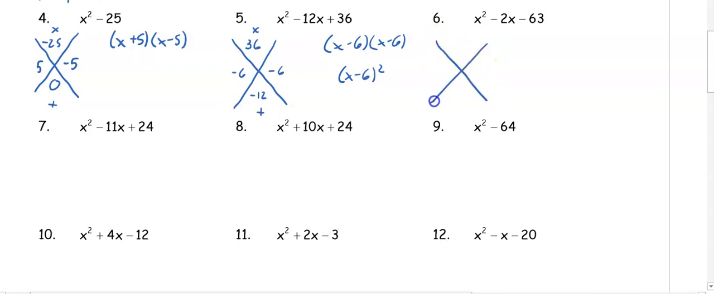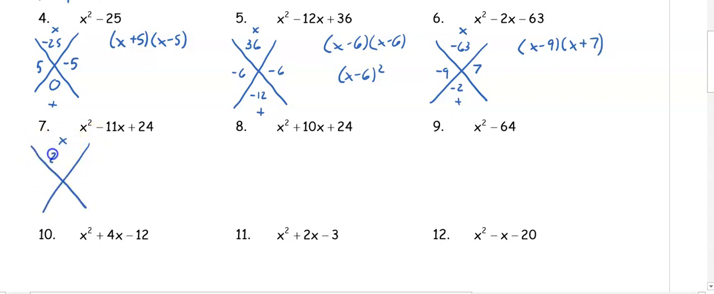In number 6, we want to multiply to negative 63 and add to negative 2. So we want a positive and a negative number, and we want the bigger number to be negative. So we could have negative 9 and 7. So x minus 9 times x plus 7. In number 7, we want to multiply to 24 and add to negative 11. So two numbers that multiply to 24 are 3 and 8. And we can make those both negative to add to negative 11. So we have x minus 8 and x minus 3.